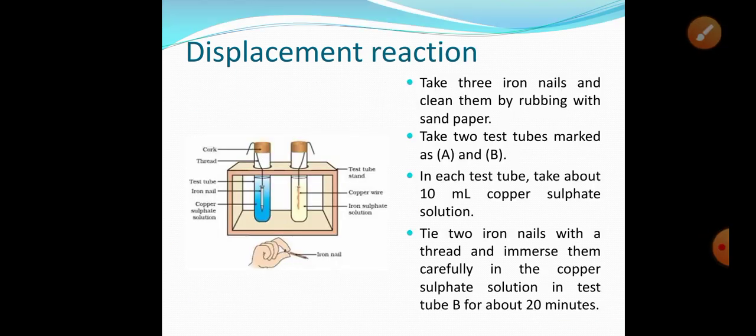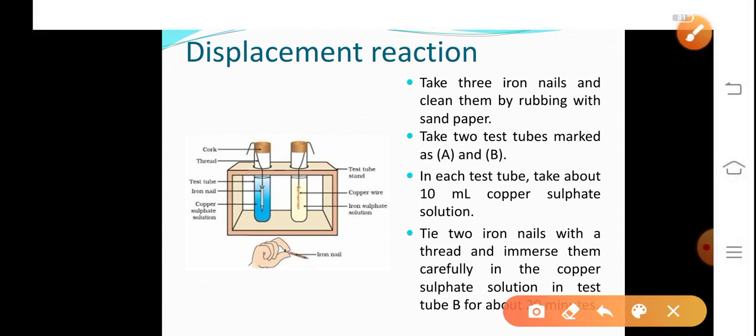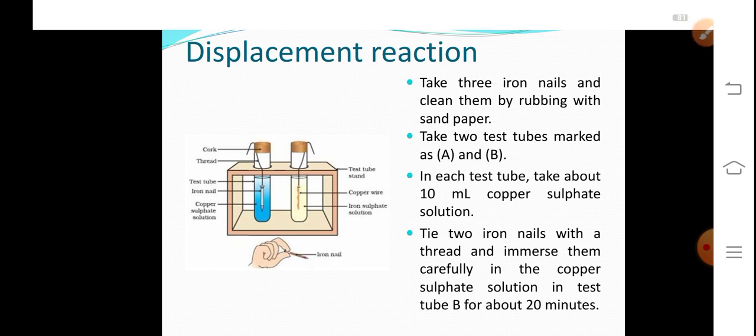Now let us learn more about displacement reaction by learning this activity. Let us read this activity first. Take 3 iron nails and clean them by rubbing with sandpaper. Take two test tubes A and B. Here, as you can see, in each test tube, take about 10 ml of copper sulfate solution. Now, tie two iron nails with the thread and immerse them carefully in the copper sulfate solution in test tube B for about 20 minutes.